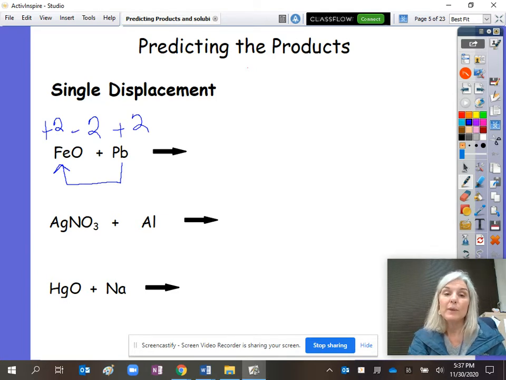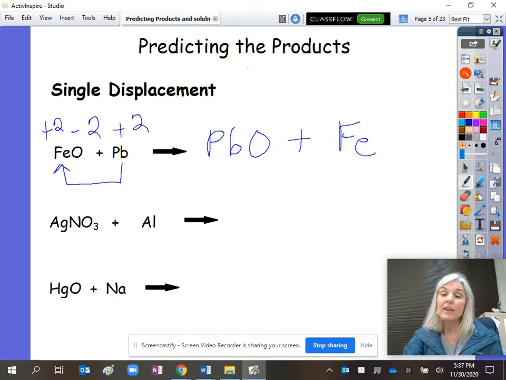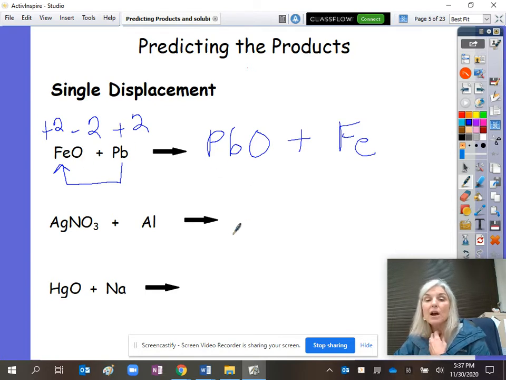So now the Pb is going to be with the O and the Fe is going to be by itself. Now, Fe is not one of the 7 diatomics, right? So it wouldn't have a 2 after it. So now we look, and because all of these are 2s, these are the correct formulas. And then you would balance this out, and it's already balanced. All right, let's look at this next one.